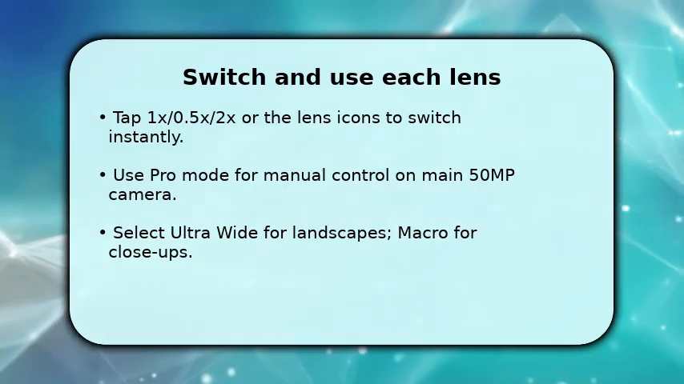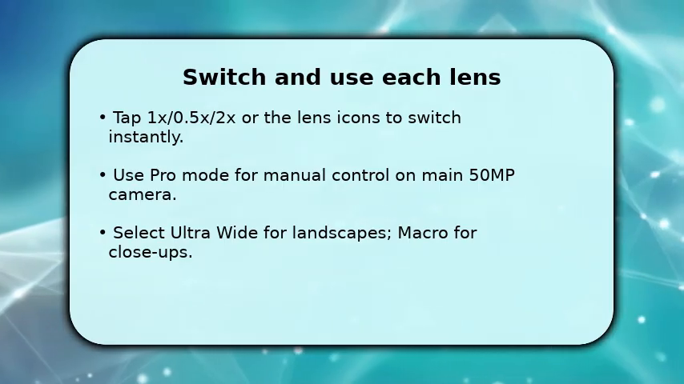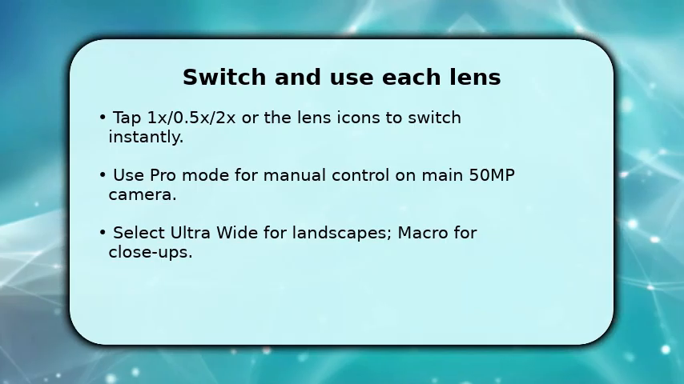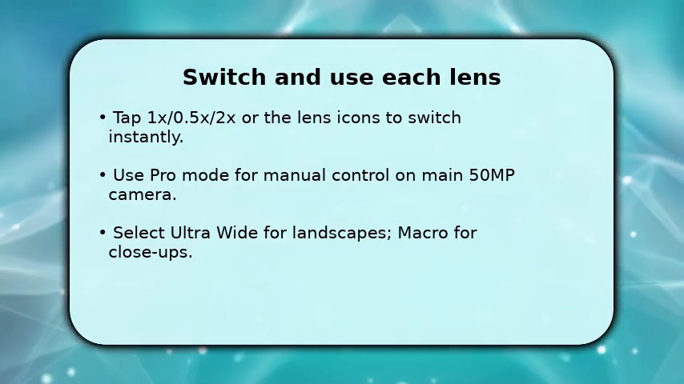Use Pro mode on the main camera to control ISO and shutter speed for low light, and pick macro or super macro for close subjects, a position within the focal distance. Once you practice switching, you'll understand why.